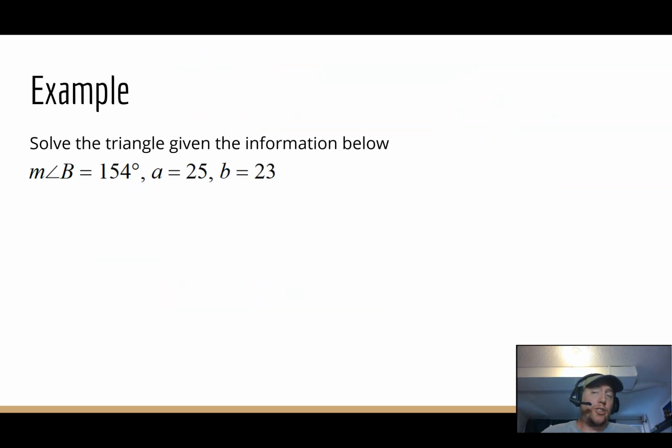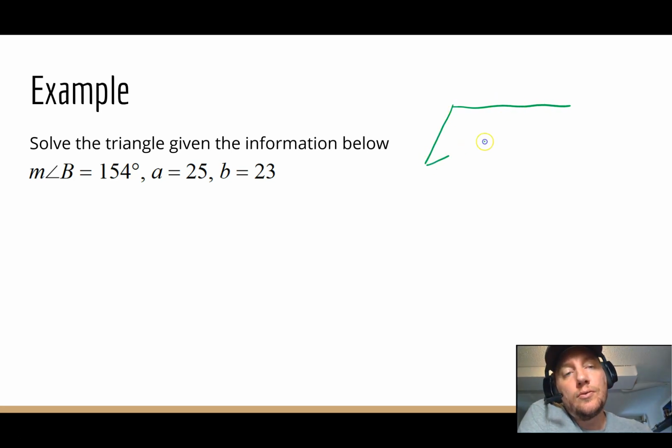So, same instructions, different setup. Angle B is 154, side A is 25, side B is 23. Let's draw this out. So big B is 154, side little b is 23, and then A, it doesn't matter which one, I'll choose this one for A, is 25, so big A, big C, little c.